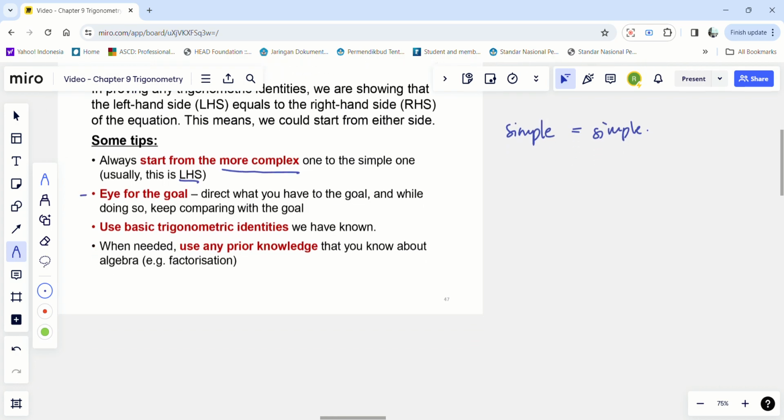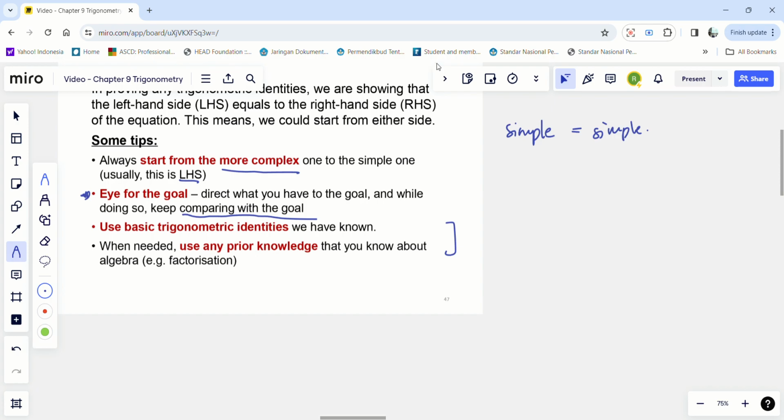Another general tip, which I think is really, really important, not only in math but also in our lives, is that we always keep our eye on the goal, and in every step that we are taking, we always make a comparison with the goal. I'll show you what it means in the example later.